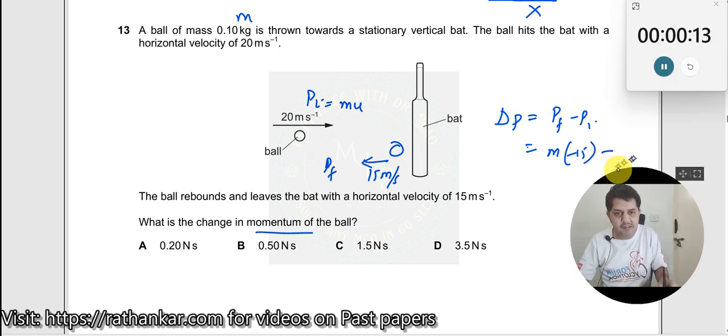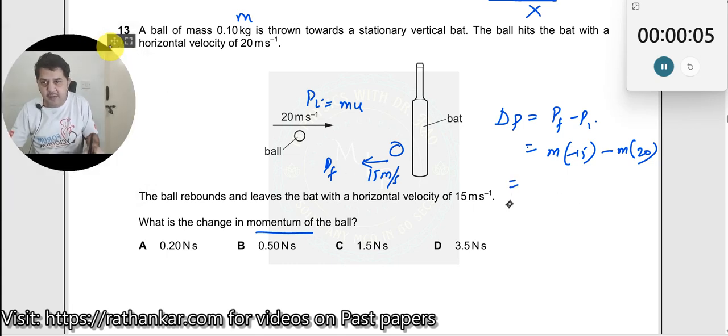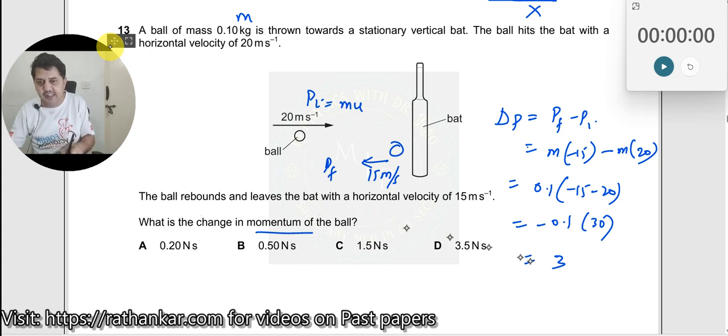P initial should be positive. It should be m into, what is u here? 20 over here, right? So therefore, let me pull this over here. So this should be, what is m here? 0.1. 0.1 into minus 15 minus 20 should now be equal to minus 0.1 into 30, which should now be equal to how much? 30 into 0.1 is 3, right?